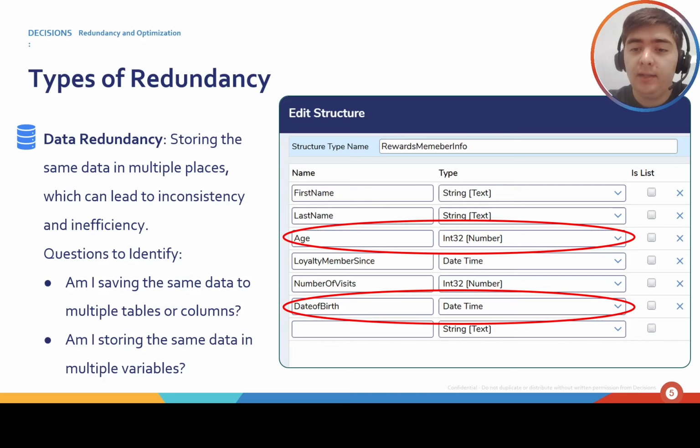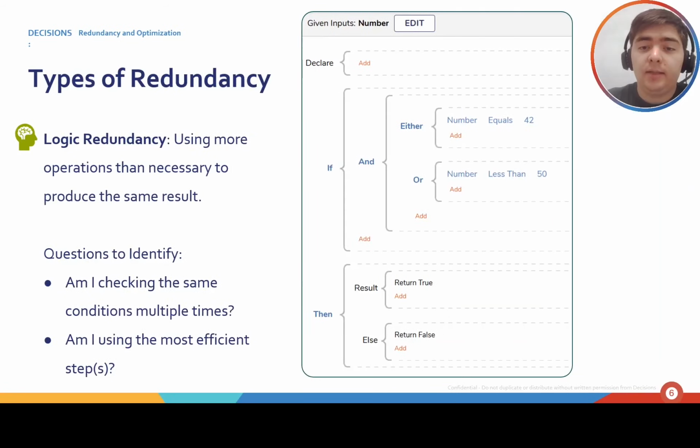You want to identify these particular decisions that you're making critically and determine if these savings are necessary. The questions you want to ask during this are: am I saving the same data to multiple tables or columns? Or am I storing the same data in multiple variables? The last kind of redundancy that we're going to be covering in this lesson is logic redundancy.